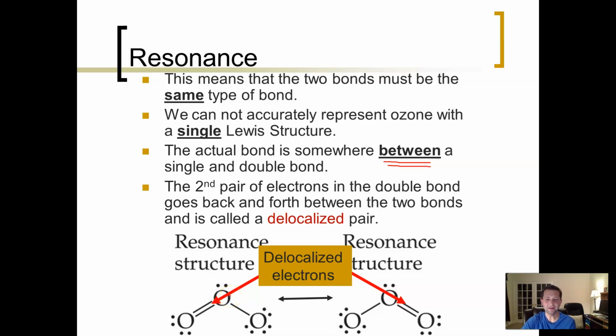If you went back and saw that bond length, the bond length that you can calculate here is between a single bond and a double bond. It's shorter than the single bond, but longer than the double bond. So when you have to draw a Lewis structure for something like ozone, where it has resonance, you draw one of your structures, a double arrow, and then your other structure, and then potentially more of them.